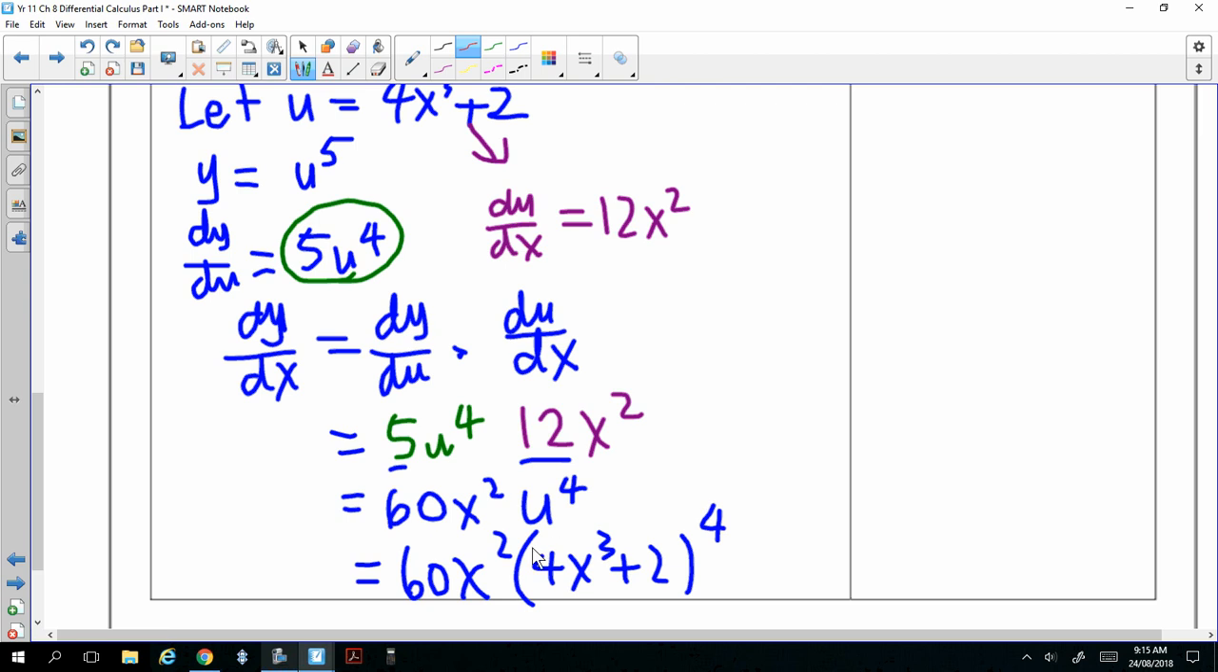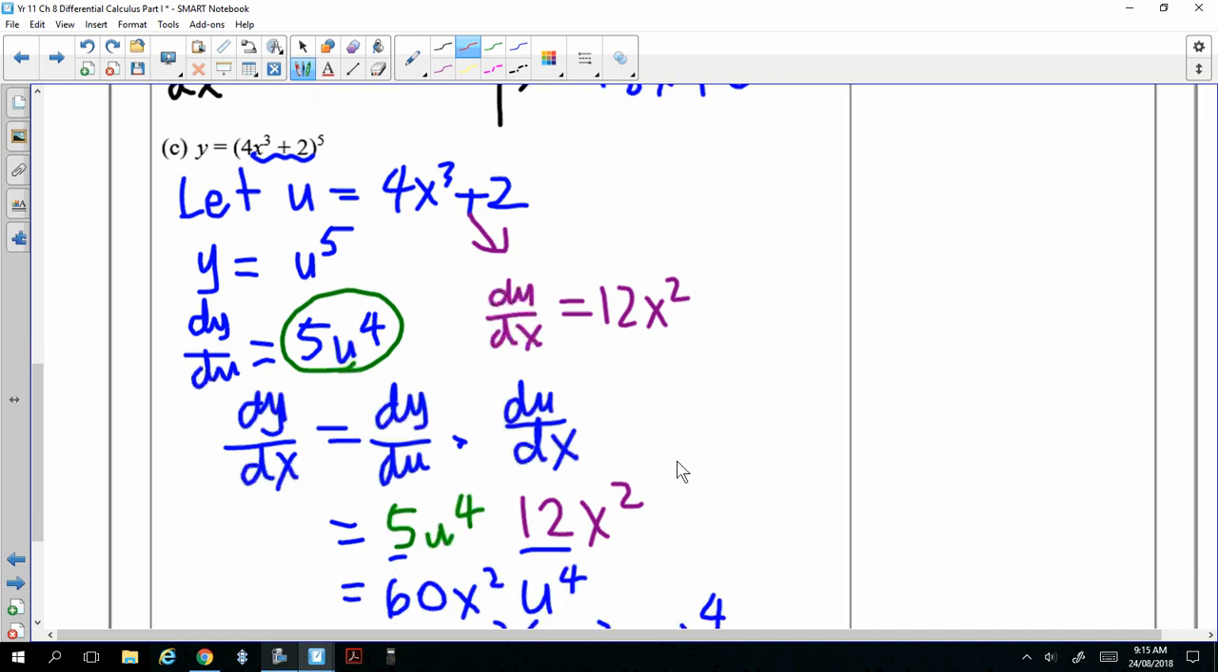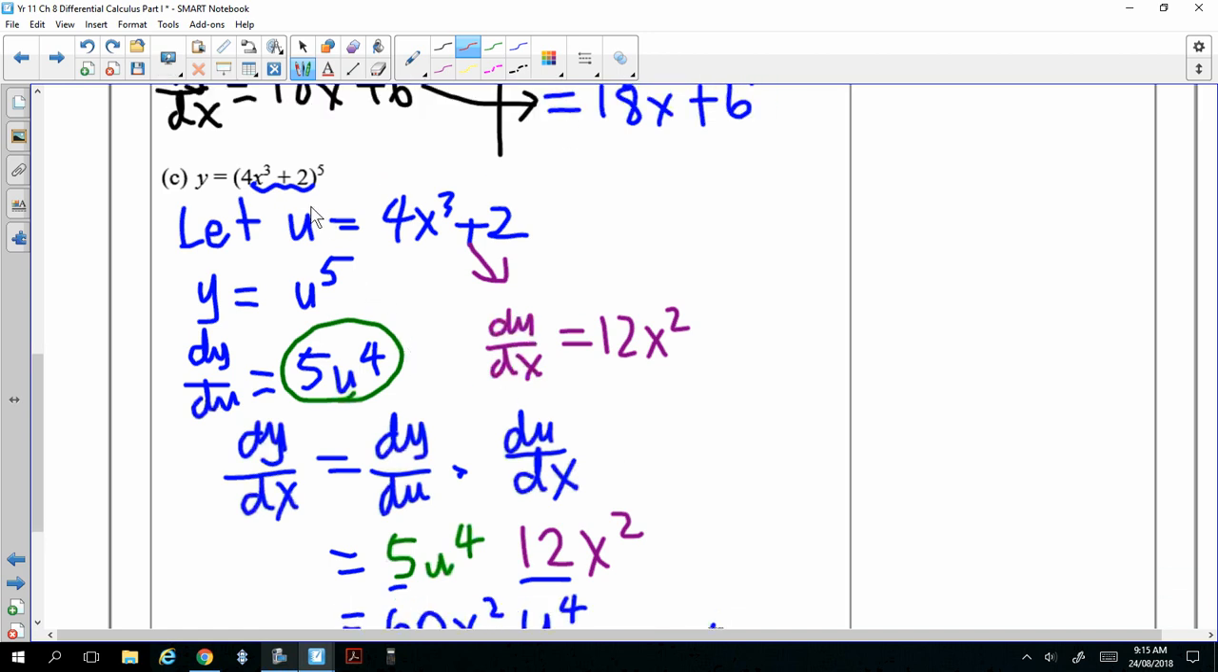This is called the chain rule. Why is it called a chain rule? It's like a chain reaction. You do the u first and do the next. Do the dy du, then do du dx. Right? It's in a chain. Does that make sense?